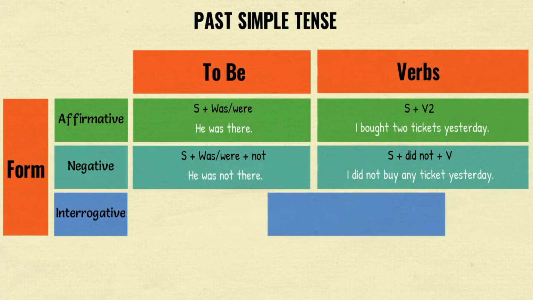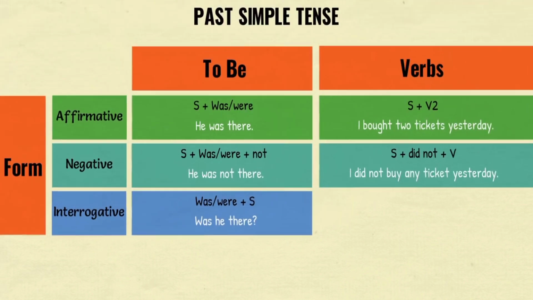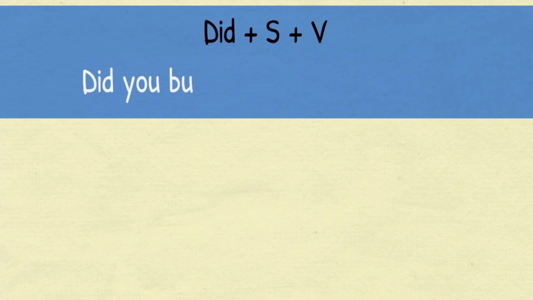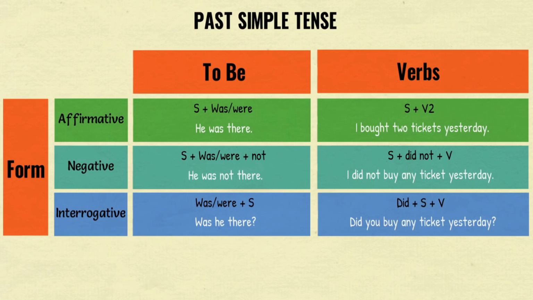Interrogative. Was or were plus subject. Was he there? Did plus subject plus verb. Did you buy any ticket yesterday?